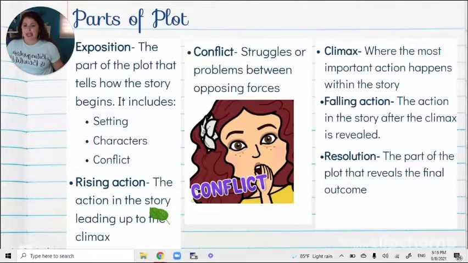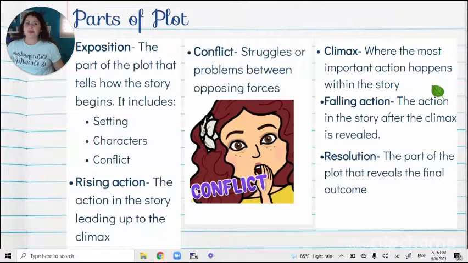Then we have the rising action, and rising action is all the different things, or most important things, that happen before we reach the climax of the story. Next, we have conflict, and conflict is the struggle or the problems between opposing forces. Now, conflict doesn't necessarily have to be one thing against the other. It can be the same person against himself or herself, but we're going to talk about that a little further.